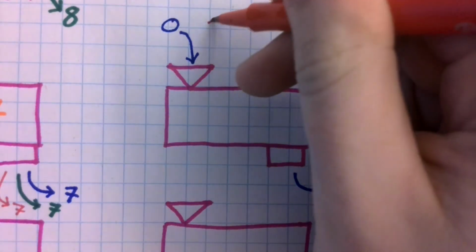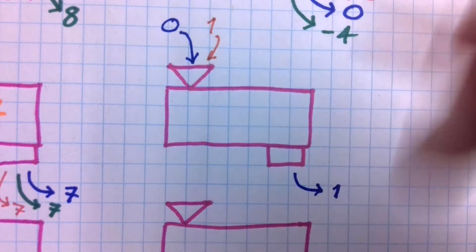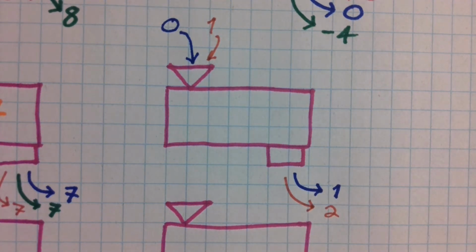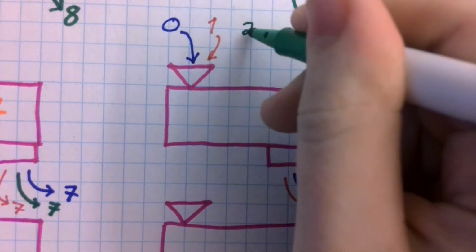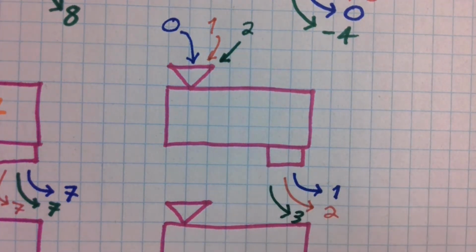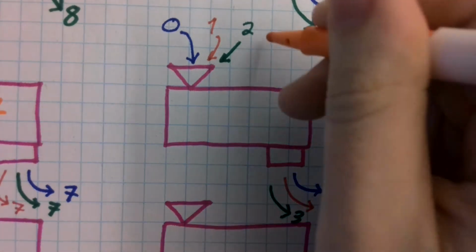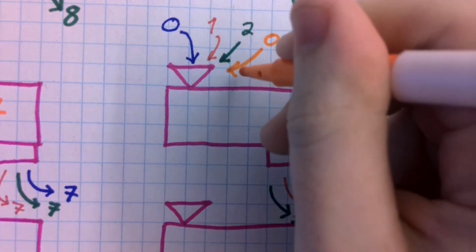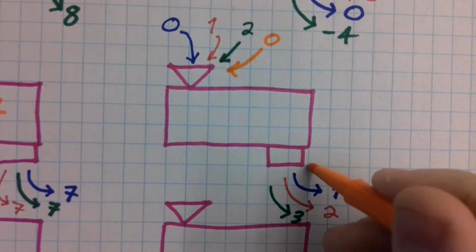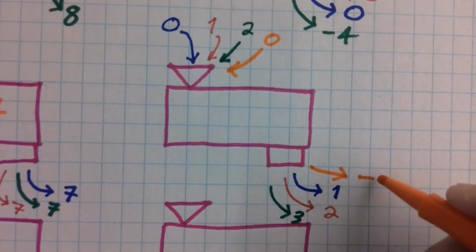I plug in a 1, I get out a 2. I plug in a 2, I get out a 3. And then let's say that I try plugging in 0 again, just to check. But this time, instead of getting something out that was equal to 1, we got out something like negative 20.